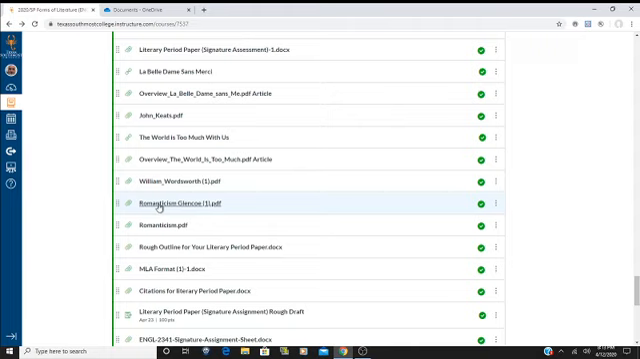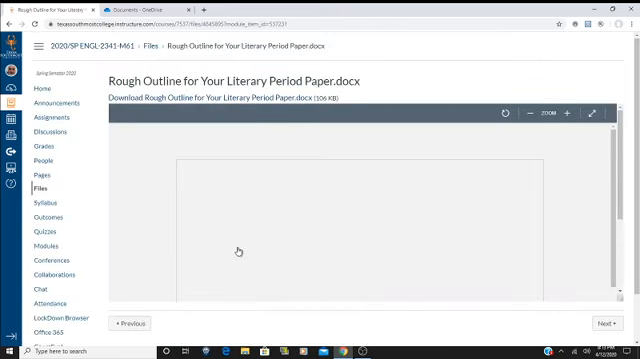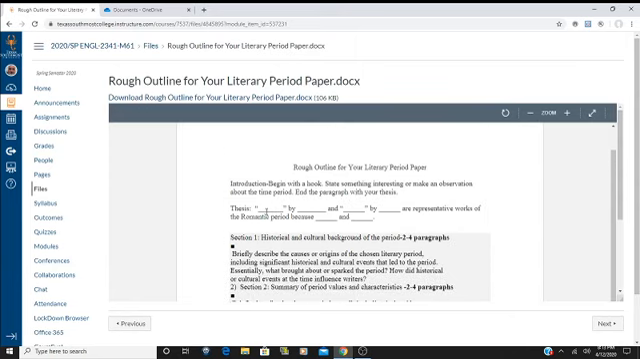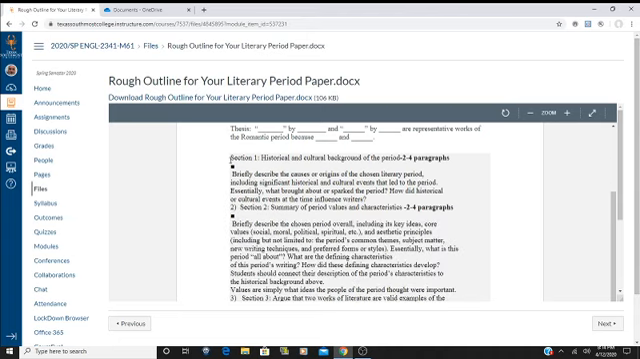And when I talk about sections 1 and 2, look at this rough outline. So your thesis is going to be: The World Is Too Much With Us by William Wordsworth and La Belle Dame Sans Merci, The Beautiful Woman Without Mercy, by John Keats, are representative works of the Romantic period because blank and blank, okay? So you're going to make some observation of your own based on what you've read, and then your last sentence of your introduction is going to be this.